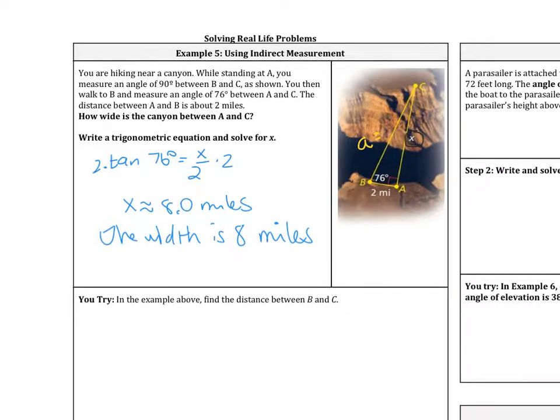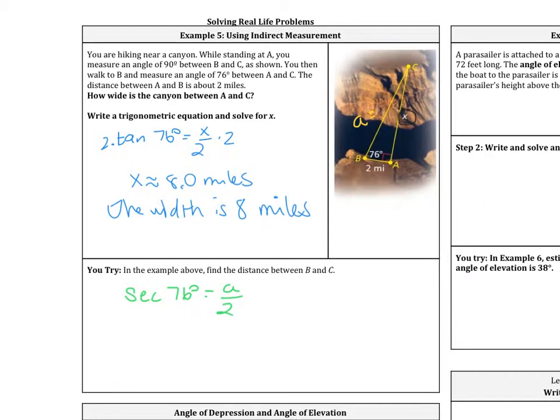So what we have is 76, and then we have the hypotenuse over adjacent, right? We really want the hypotenuse on the top. Adjacent and hypotenuse is cosine, but I really want the reciprocal. So the reciprocal is secant of 76 degrees equals a over 2 miles. Let's simplify this a little more. Secant of 76, we know that's 1 over cosine of 76 degrees. There's no secant on your calculator, so you have to be able to convert it on your own. So 1 over cosine of 76 is a over 2.